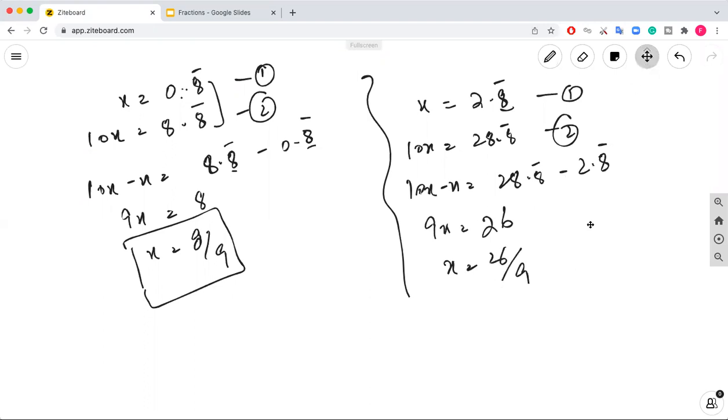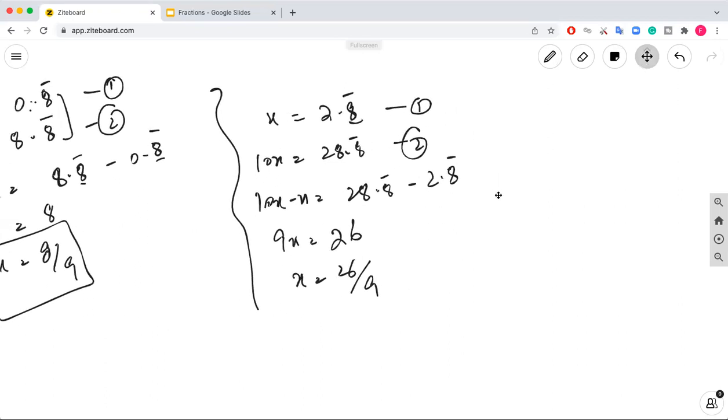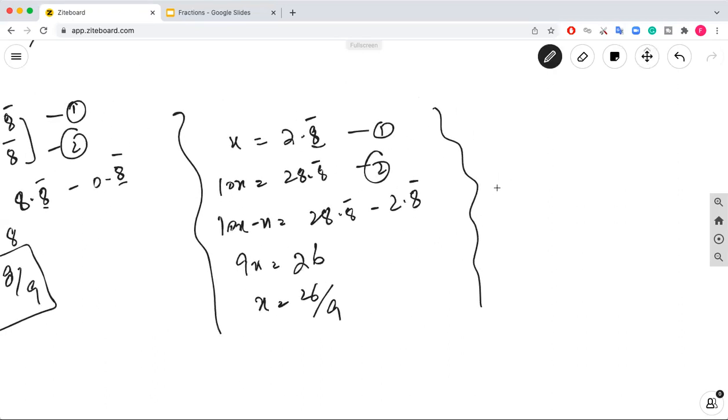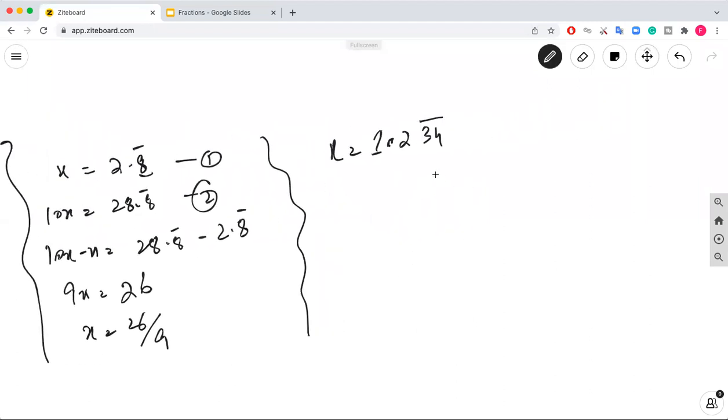Right. Now let's actually increase the difficulty level a bit more. For example, we have x is equal to 1.234 and only 4 is the repeating part, right? Now, how can I solve this question using the same method? Anyone of you can explain that part? Can we multiply by 1,000? Multiply by 100.